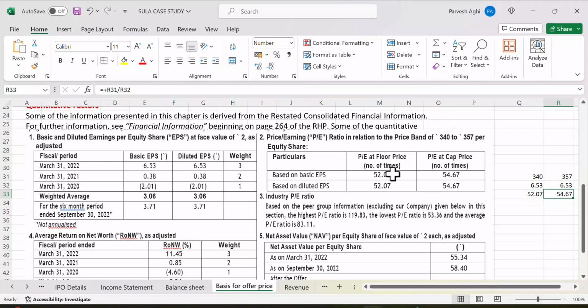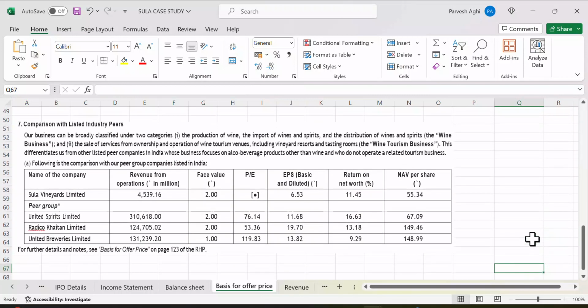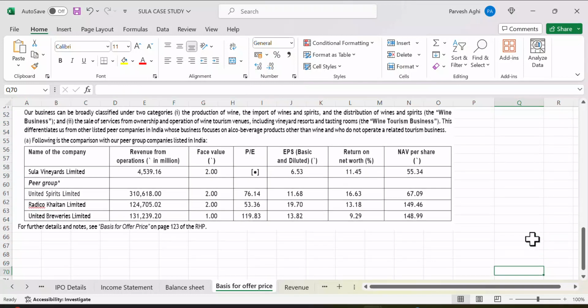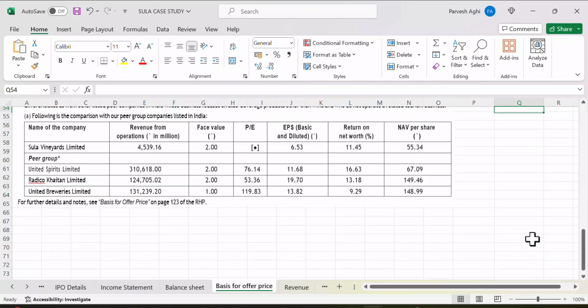Whether this is expensive or cheap, how do we know that? So what we'll do is compare it with the peer group. What are the other companies in the similar group, at what share price they are trading, and what is their PE ratio? Look at, we'll just go to the bottom. Here it is given.